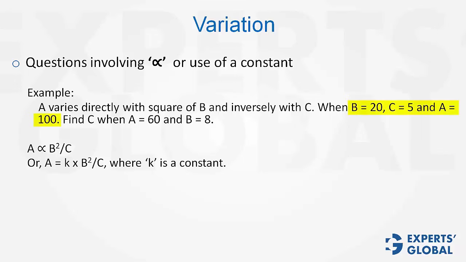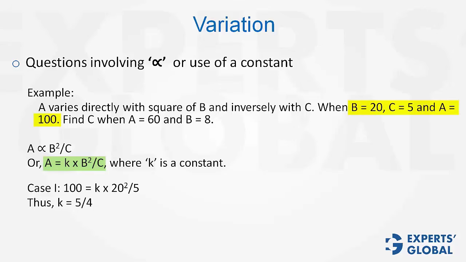Now let's put the first set of values given here. When B is 20, C is 5, and A equals 100. When we put these values here, we will be able to determine the value of K. Putting these values, we determine that K equals 5 divided by 4. Therefore, we know that the relationship is A equals 5 divided by 4 times B squared divided by C.